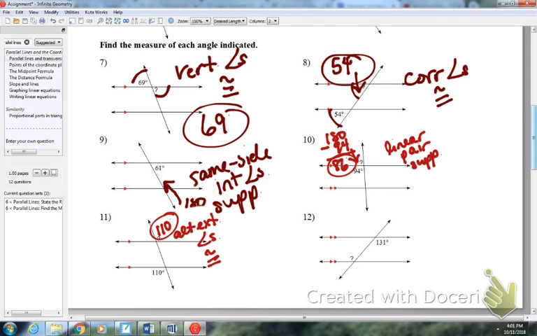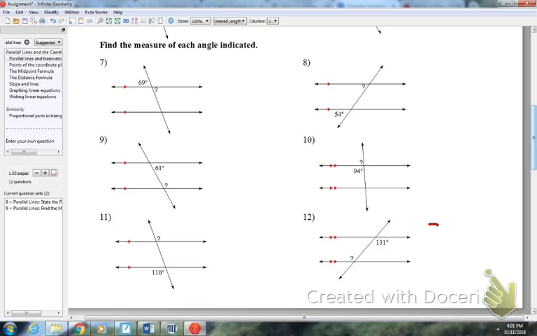Okay, so last but not least, we have this last pair of angles in number 12. These two angles listed in the picture are alternate interior angles. And again, alternate interior angles are congruent. So if this angle here in the picture is 131, that means my missing angle over here is also 131.